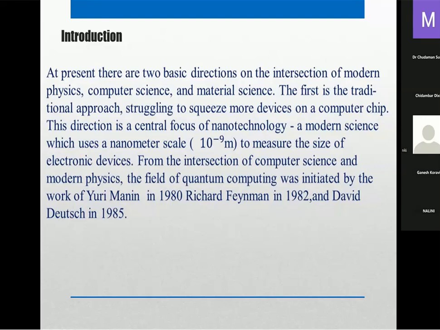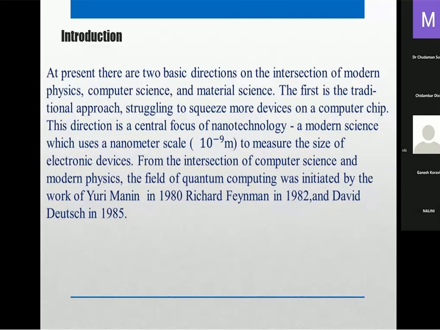The most famous algorithm in quantum computing is Shor's algorithm. Now we can see that at present there are only two basic directions at the intersection of modern physics and computer science. The first is the traditional approach, struggling to squeeze more devices onto computer chips. We know that capacity is overrated. So supercomputers are there, data centers are there, and now cloud technology is there. You can increase hardware, but again there are limitations.